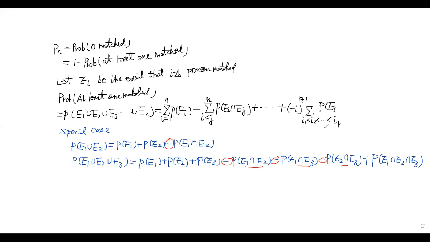E_I1, all right, so this is E_I1 intersect E_I2 intersect E_IR. Okay, so because for 3 you have 1, 2, 3, right? So for 4 it is 1, 2, 3, 4. So this is our general term here.